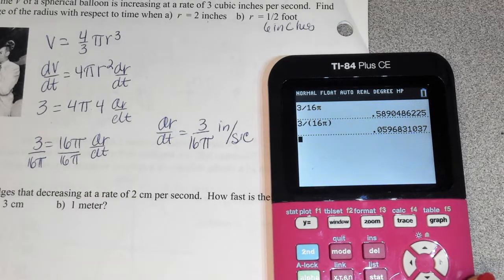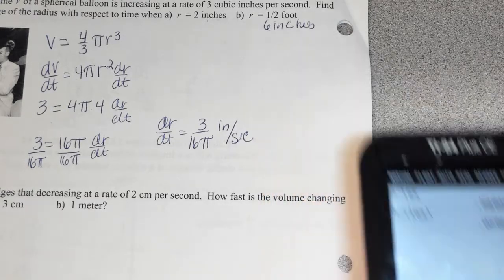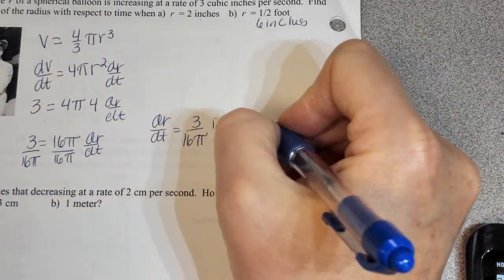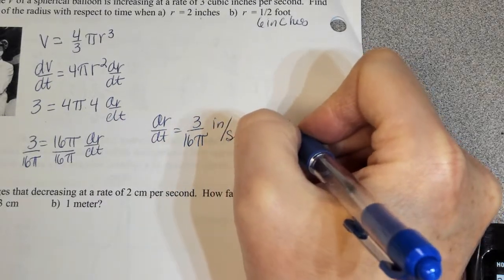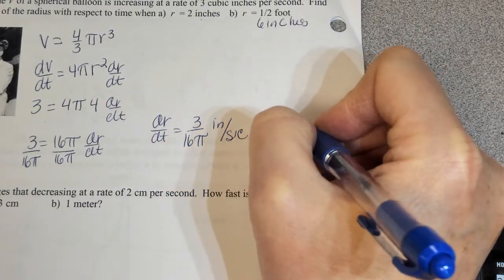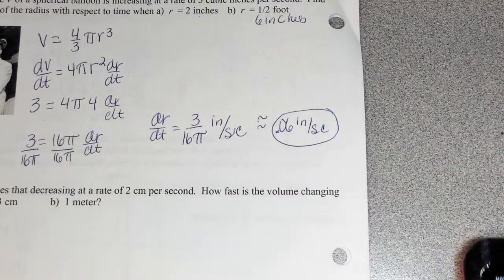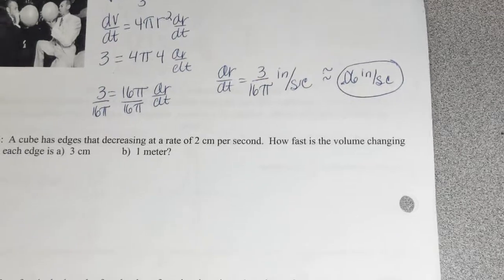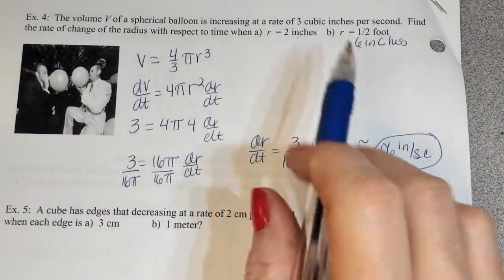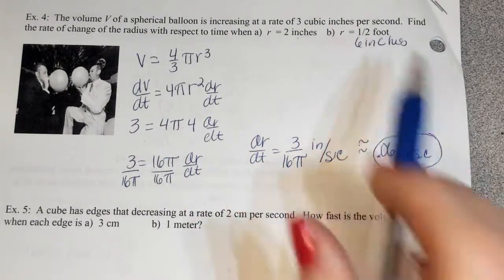Be careful on that. So it's 0.05, 0.06, I guess we'll call that. So this is approximately 0.06 inches per second. So very small amount that it's changing. Okay, like I said, we'll not do part B, just realize you put in 6 inches.